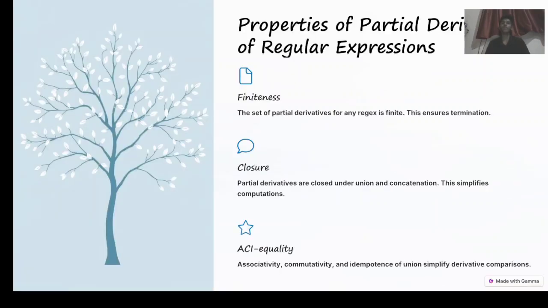Next, what are the properties of partial derivatives of regular expressions? Firstly, the properties are finiteness, closure, and ACI equality. We can know about the finiteness. In the finiteness, the set of partial derivatives for any regex is finite. This ensures termination. In closure, partial derivatives are closed under union and concatenation. This simplifies computations. In ACI equality, associativity, commutativity, and idempotence of the union simplifies the derivative comparisons.